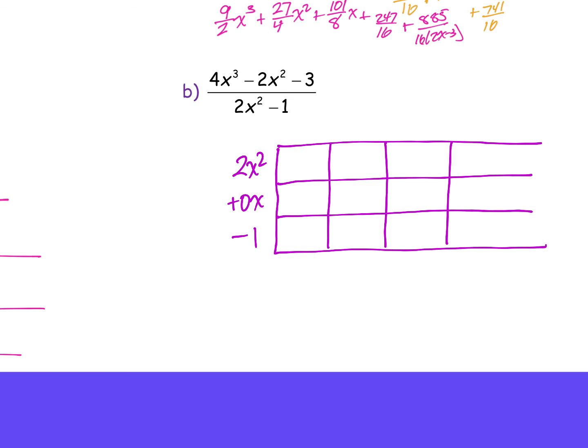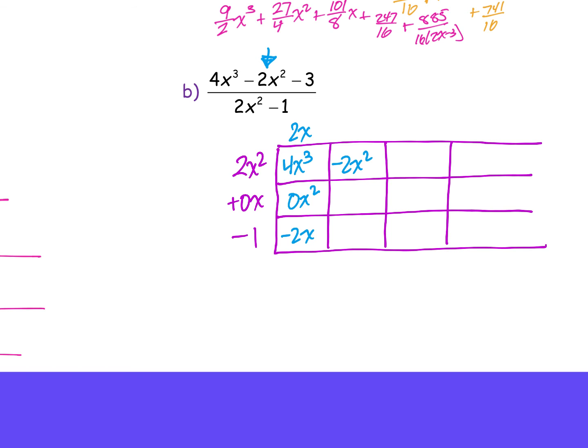It just makes it a little easier when I'm trying to find my remainder. Okay? So I'm trying to get 4x cubed, right? So what do I multiply 2x squared by to get 4x cubed? 2x, right? And 2x times 0x is 0x squared. And 2x times negative 1 is negative 2x. So what do I add to 0x squared to get negative 2x squared? Negative 2.